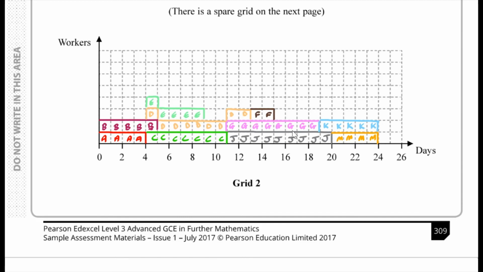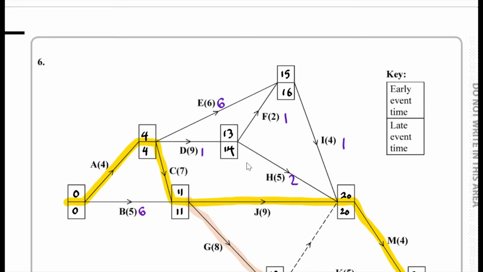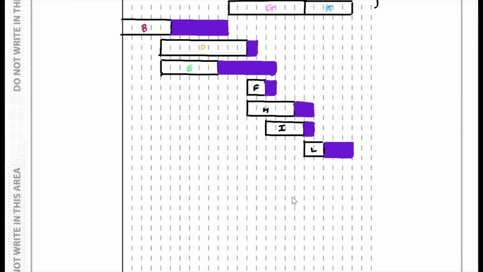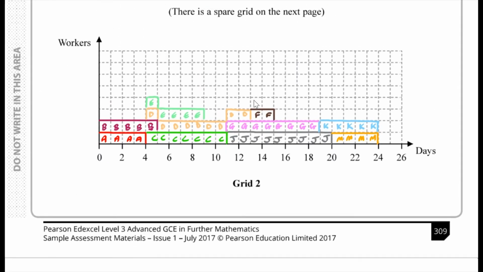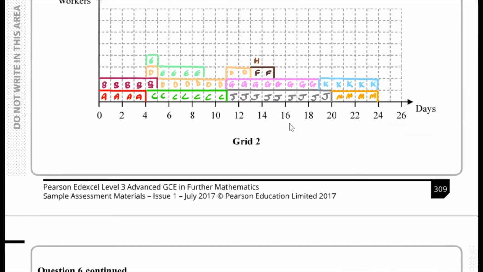Let's now consider activity H. H, if we take a look at what that is, that starts when D finishes. Let's grab a different colour. So when D finishes at 13, that's when activity H starts. So H starts here. And H has a duration of, if we go back, 5. One of those days is complete, so we have H, H, H, H, and H. Alright? So this right here is activity H complete.